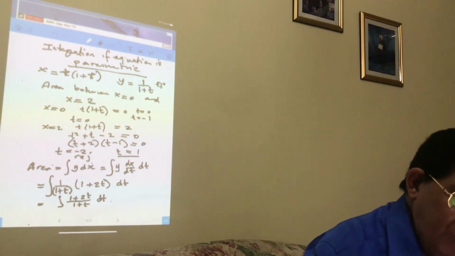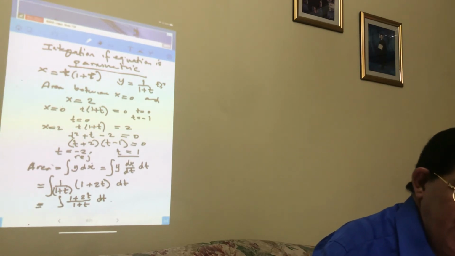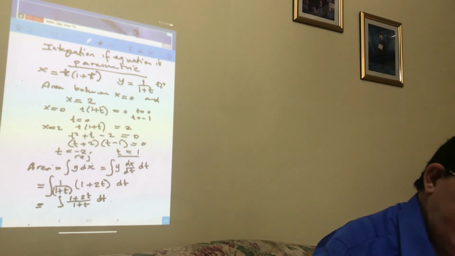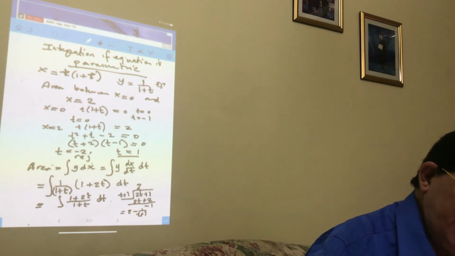Now, this is an improper fraction. Therefore, we need to make a long division of 2t plus 1 divided by t plus 1. We get 2, we get 2t plus 2, then we get negative 1. Therefore, the answer is 2 minus 1 over t plus 1. We continue in the next page.